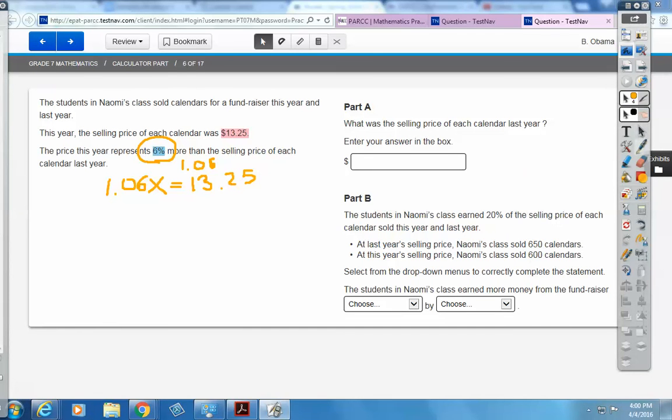Well, what's the opposite of multiplying both sides by 1.06? That's right, dividing by 1.06. So let's go ahead and divide it.